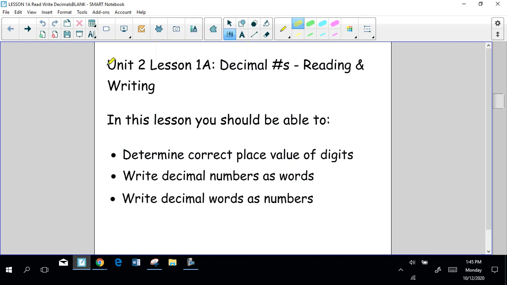In this lesson, we're starting a new unit, Unit 2, which is decimals. We're going to start with Lesson 1A, which is the first part of Lesson 1, where we're going to be reading and writing decimals. So in this lesson, you should be able to determine the correct place value of digits, write decimal numbers as words, and write decimal words as numbers.